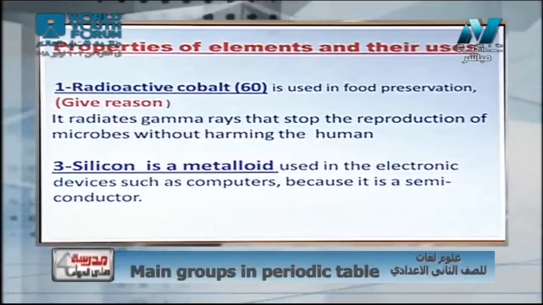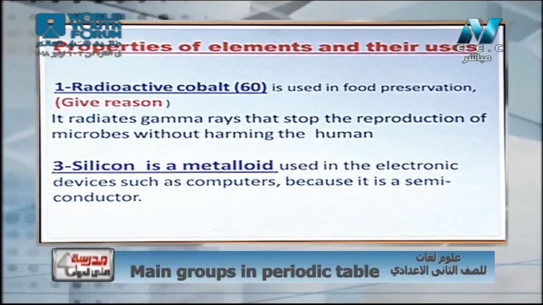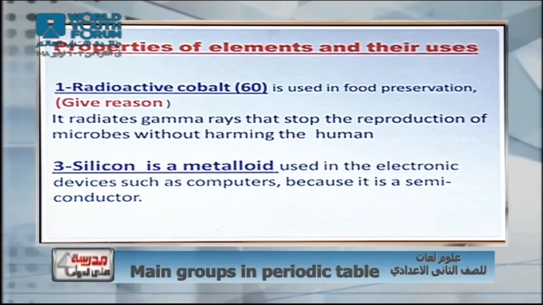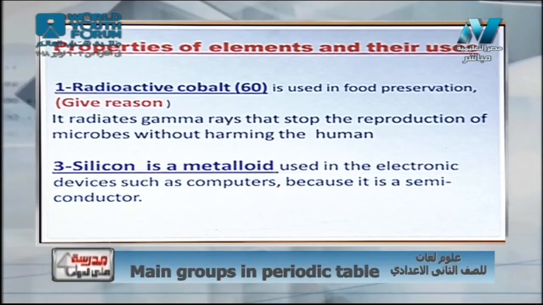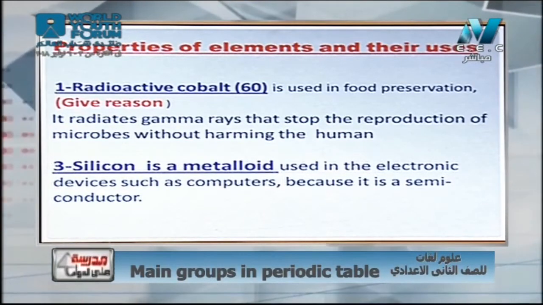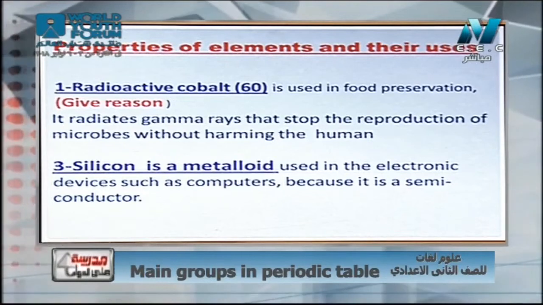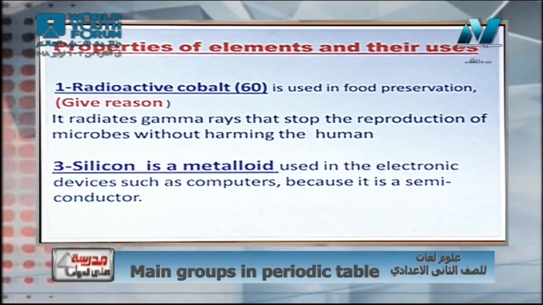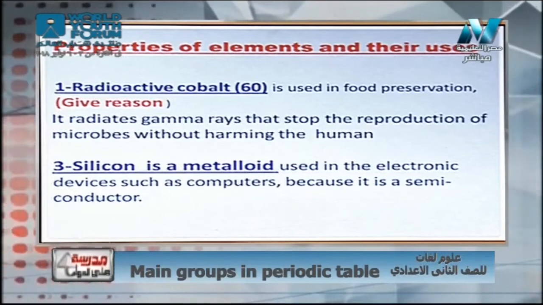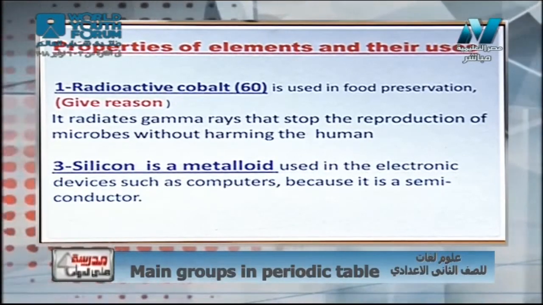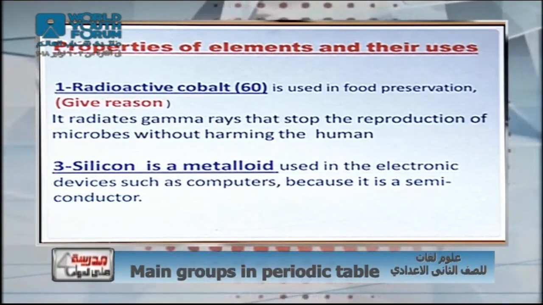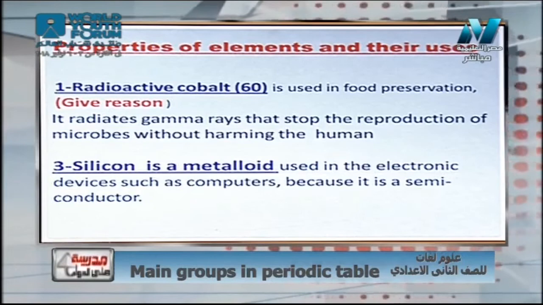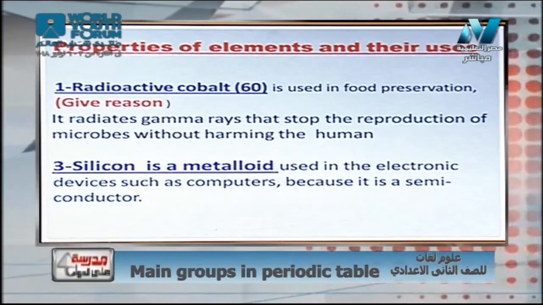Okay, let's see it together. Number one, the radioactive cobalt-60. Why is it used in food preservation? Give reason. Because it radiates. Radiate means produces gamma rays. What's the function of the gamma rays? It stops the reproduction of microbes without harming the human. It hasn't any effect on the human, only on the microbes, and the microbes are the reason of spoiling the food.